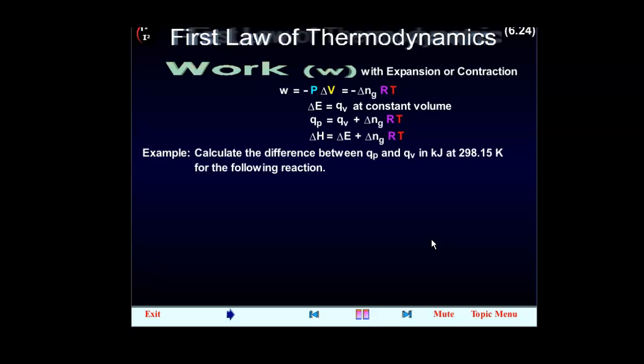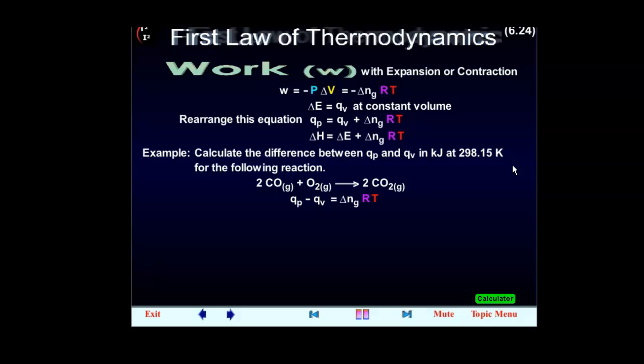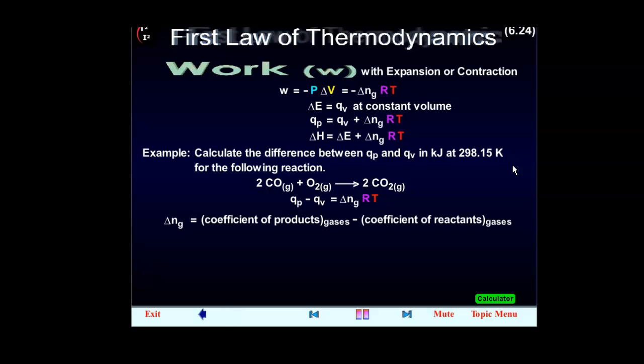Example. Calculate the difference between Q sub P and Q sub V in kilojoules at 298.15 Kelvin for the following reaction. Rearrange this equation. Q sub P minus Q sub V equals delta N sub G R T. Delta N sub G equals coefficient of products for gases minus coefficient of reactants for gases.